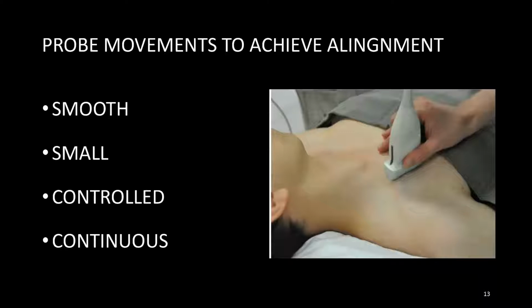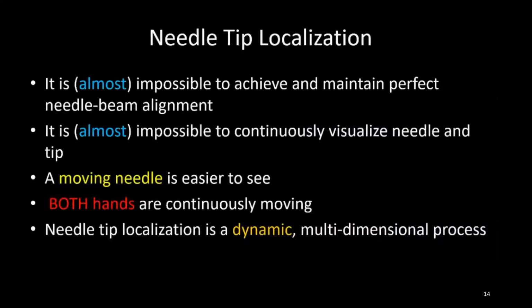Then coming to the probe movements. So as to achieve an alignment between the needle and the US beam, we should always have smooth, small, controlled, and continuous movements. As we all know, it is almost impossible to achieve and maintain a perfect needle beam alignment. And it is also almost impossible to continuously visualize the needle and the tip.